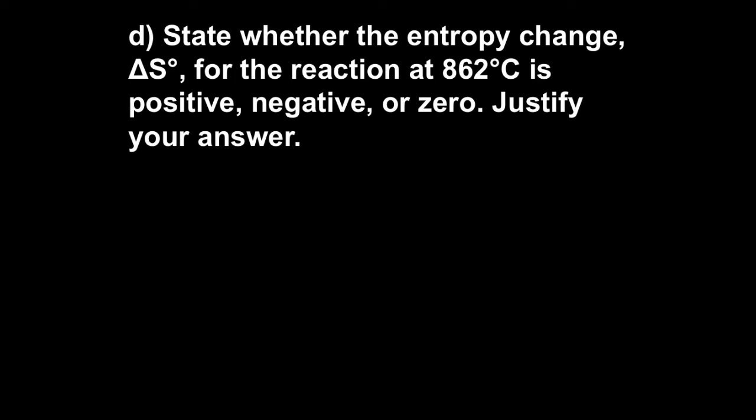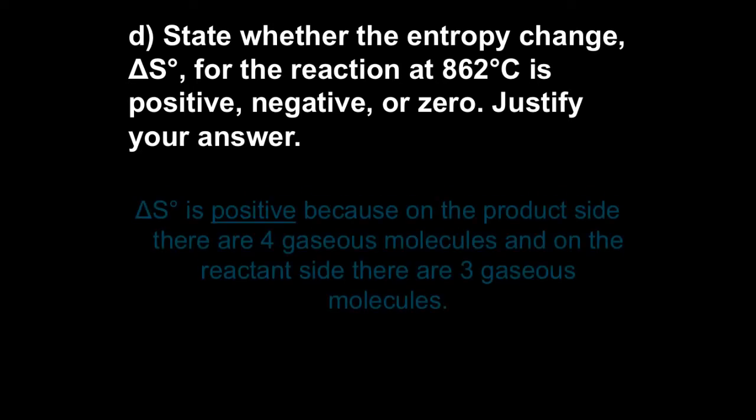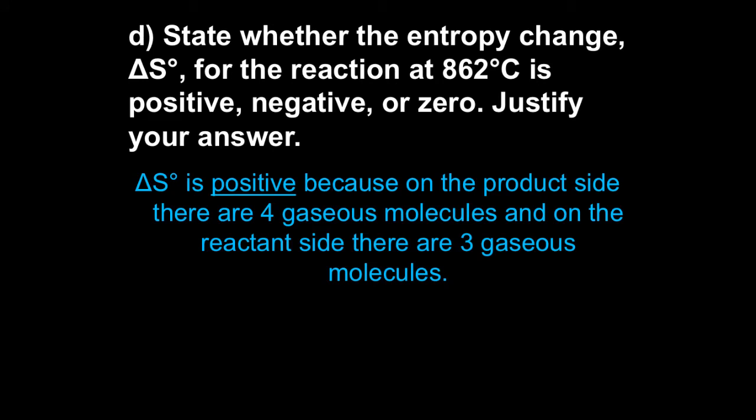Question D. State whether the entropy change, delta S, for the reaction at 862 Celsius is positive, negative, or 0. Justify your answer. So delta S is the symbol for entropy change, and an increase in entropy means an increase in disorder, and for this equation delta S is positive because on the product side there are 4 gaseous molecules, and there were 3 gaseous molecules we started off with, so 3 gas molecules going to 4 gas molecules means more disorder since there are more gas molecules.